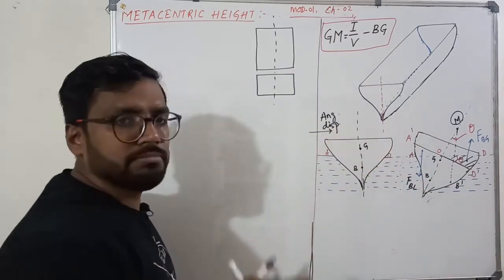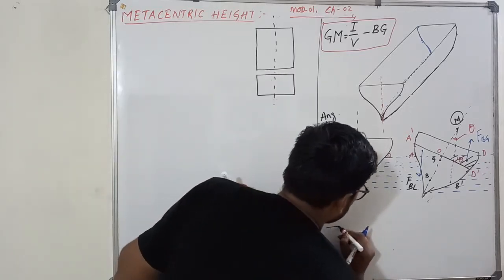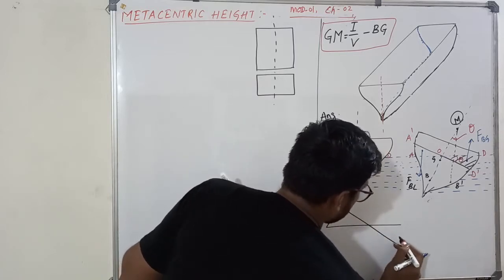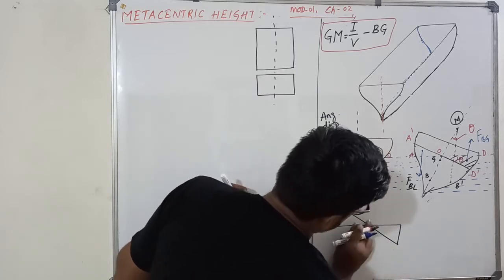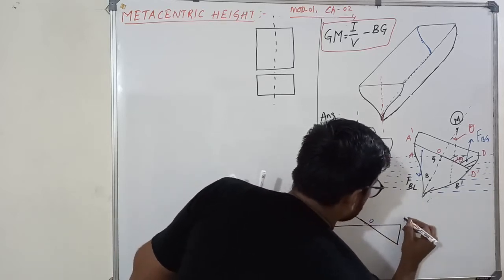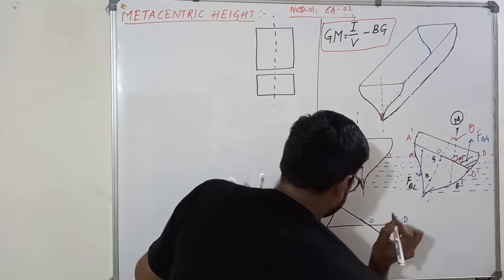It is becoming a little messy. Definitely I am going to draw. Okay? You just pay attention. That's all that is required, that's all I am requesting you. So this is your O, this is your D prime, A prime, this is your A.